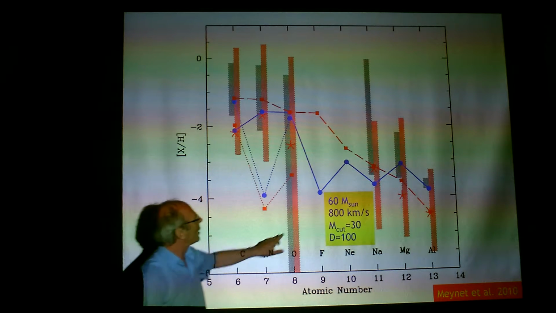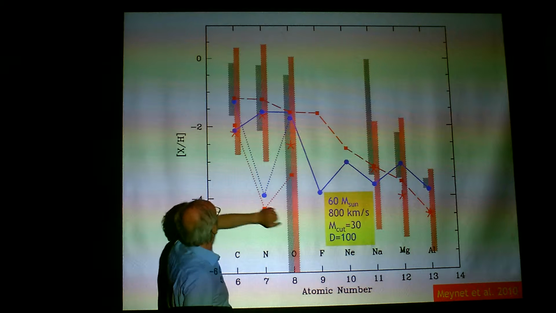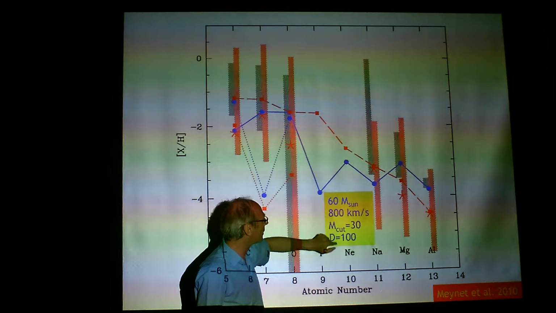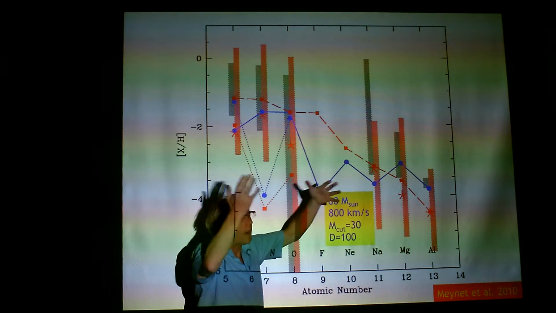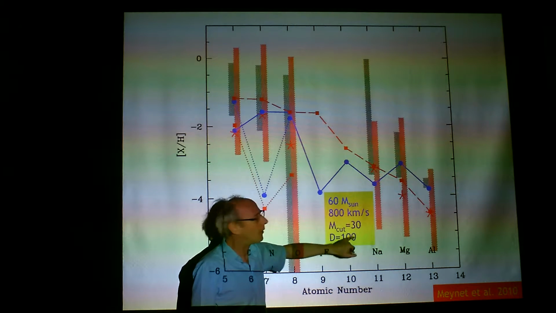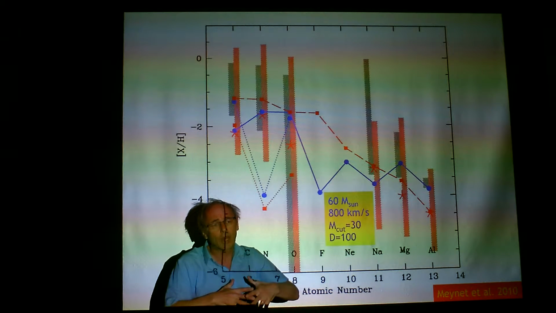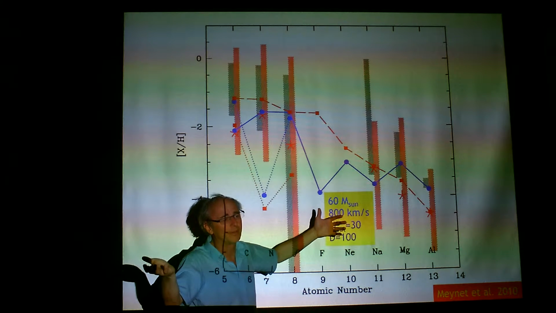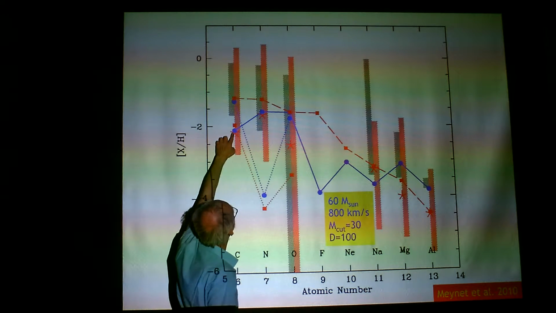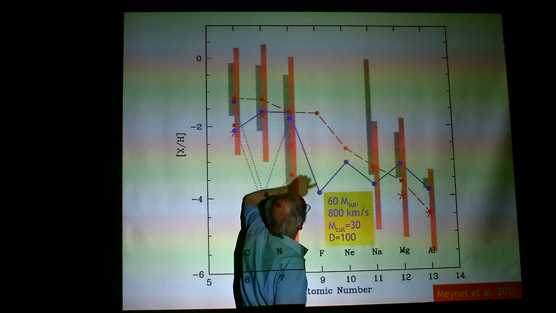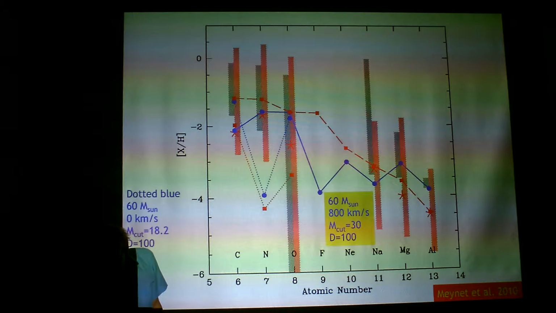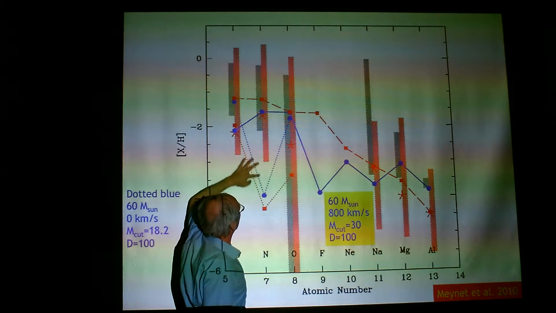The first one, the blue line, corresponds to what happens when we take a 60 solar mass star, beginning its evolution with 800 km per second, removing everything above a mass cut of 30 solar masses, so the rest will be swallowed by the black hole, and diluting with 100 times more interstellar medium material. This will give this curve here, the observation. If we take exactly the same model but non-rotating, I have the dotted curve here.